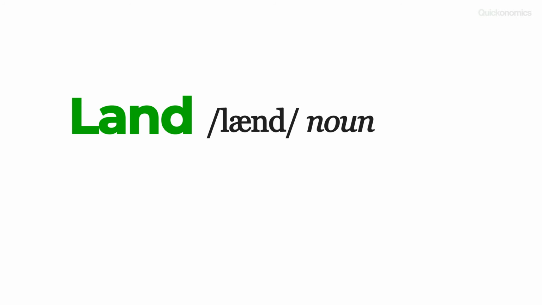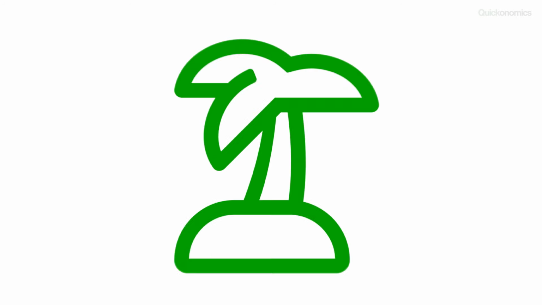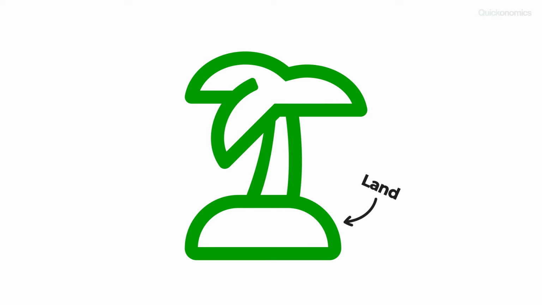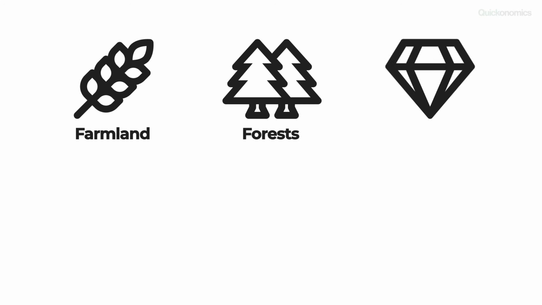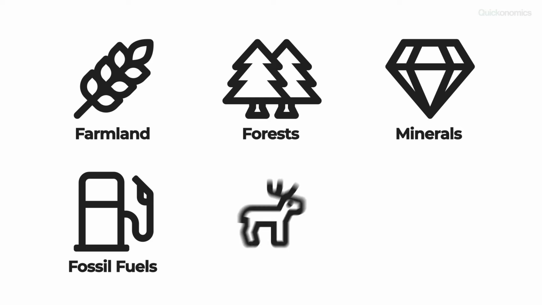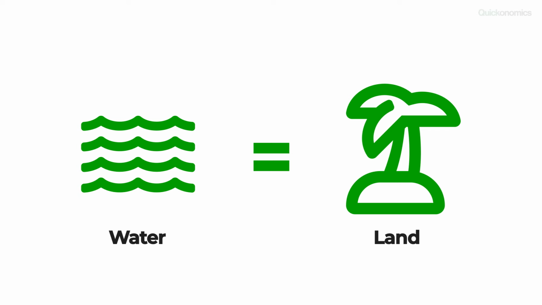Land as a factor of production has a much broader definition than what you're probably used to. In this context, it not only refers to the land itself, but anything that comes from the land as well. That means it can include anything from actual farmland to naturally occurring resources such as forests, minerals, fossil fuels, or even wild animals and water. Yeah, I know, it seems somewhat counterintuitive to classify water as land. But hey, welcome to the beautiful world of economics.